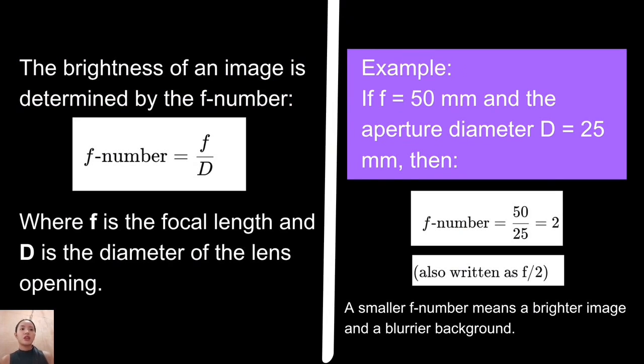F number is equal to f divided by d, where f is the focal length and d is the diameter of the lens opening. For example, if f equals 50 millimeters and the aperture diameter d equals 25 millimeters, then 50 divided by 25 is equal to 2, also written as f/2. So a smaller f number means a brighter image and a blurrier background.